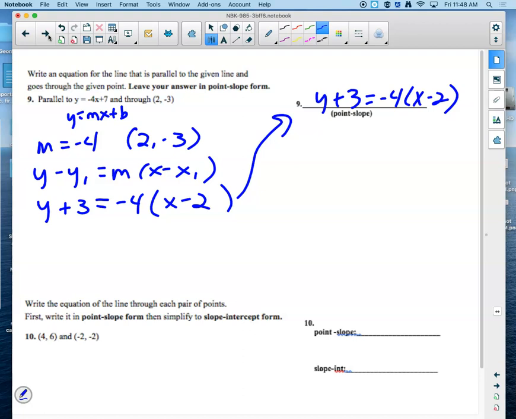Now this was parallel. Could have just as likely been perpendicular. So what do you know about slopes of perpendicular lines? That's where we're going to stop for today. I'm going to give you a review.